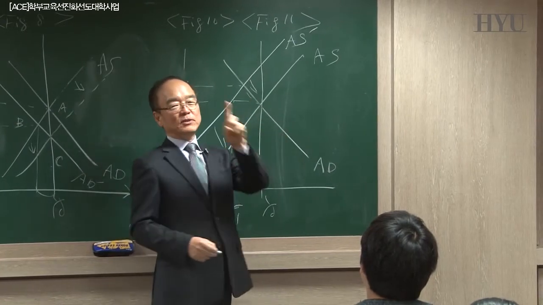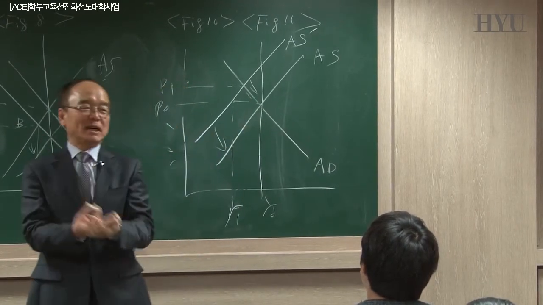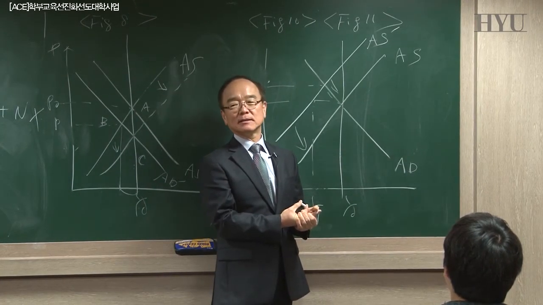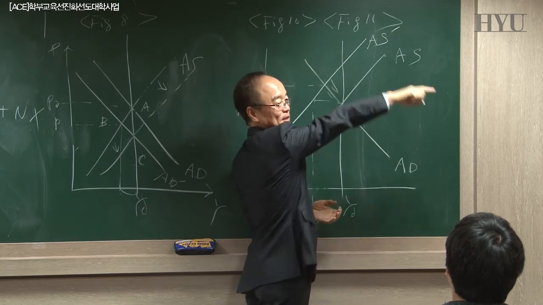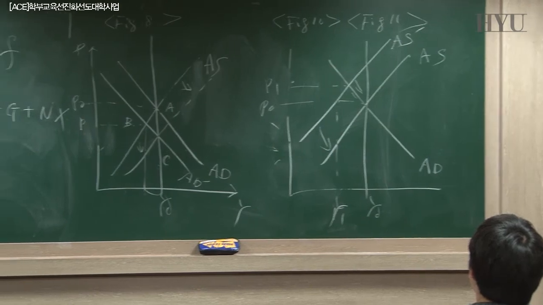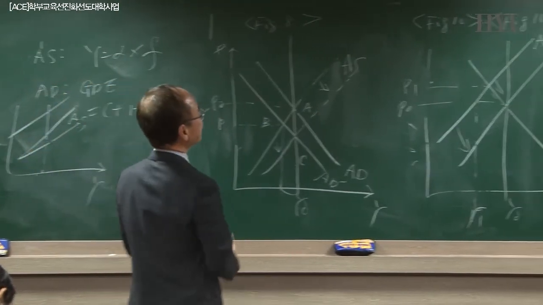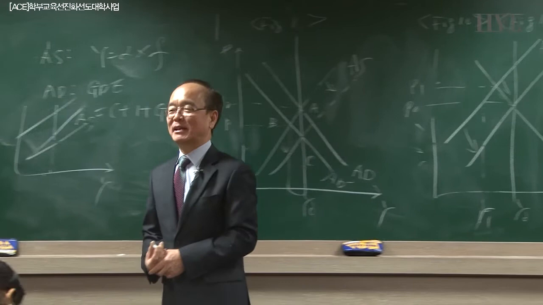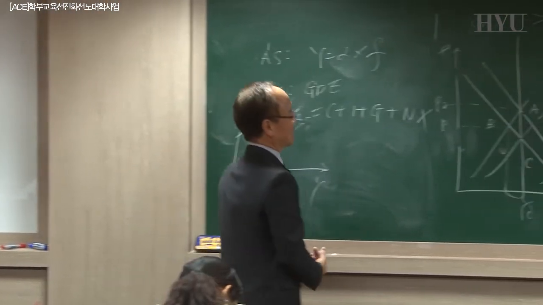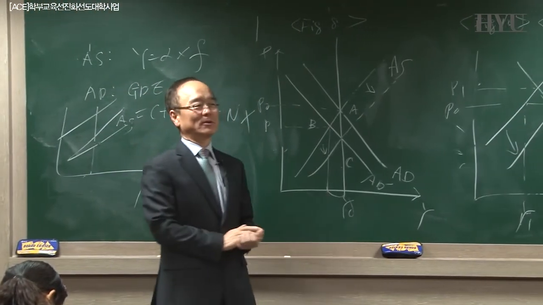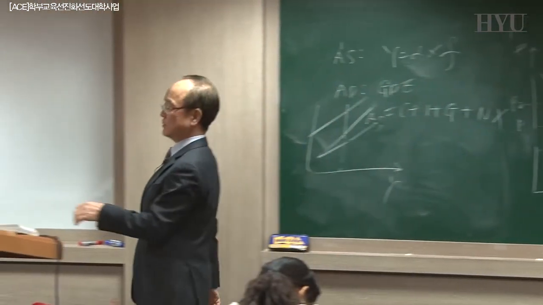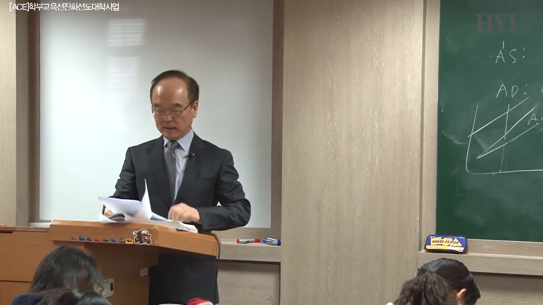Here, fiscal policy. Number one, government decreases tax. Which curve moves in which direction? The AD curve moves this direction, right? What if government increases G? Same story. What if government increases the money supply? Same story. Understandable? That's what all government policies are about. I think that's it for today.